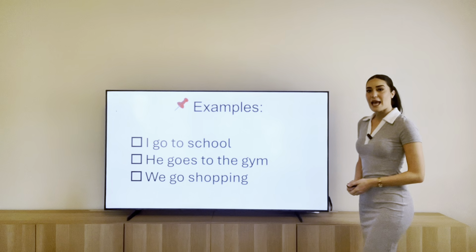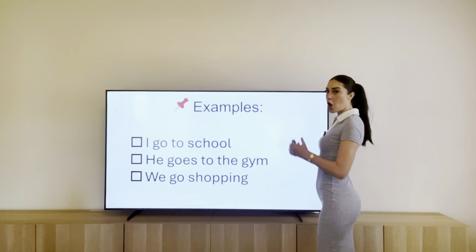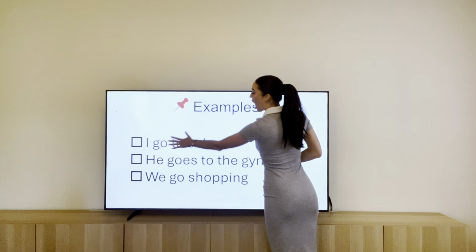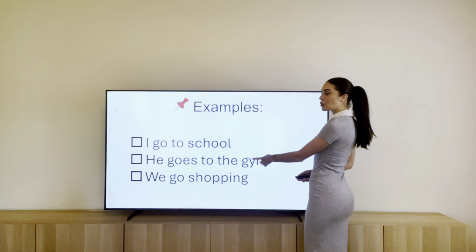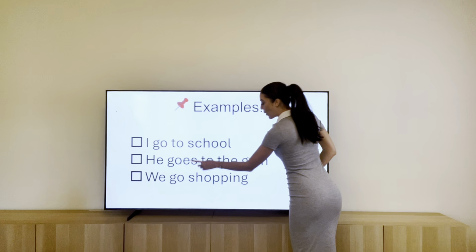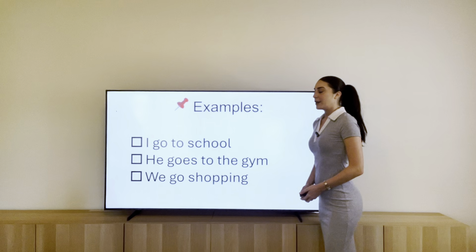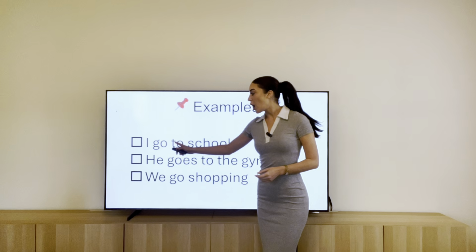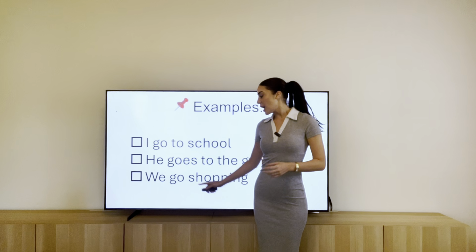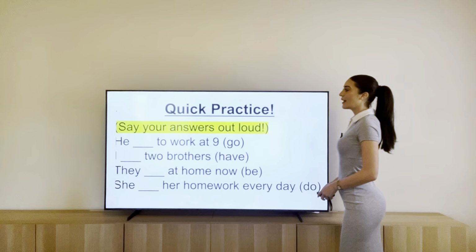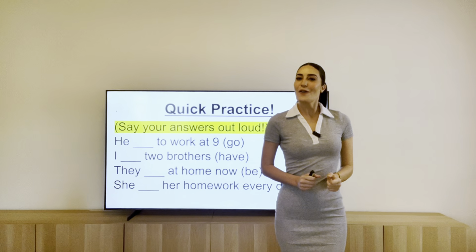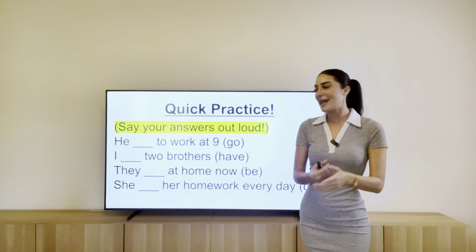Let's have a look at some examples of using go conjugated. So we have I go to school. He goes to the gym. We go shopping. Write those down, everybody. So we've got I go, he goes, we go shopping. Okay? All right, it's time for a very quick practice. Let's see how you go.